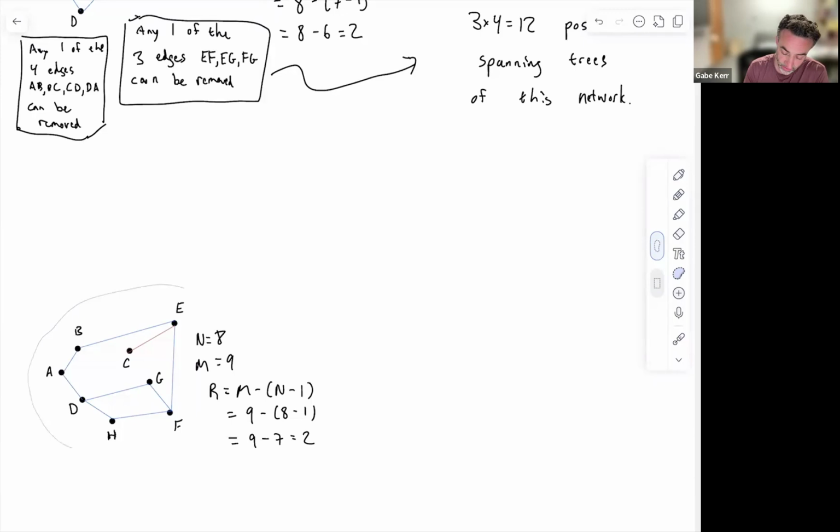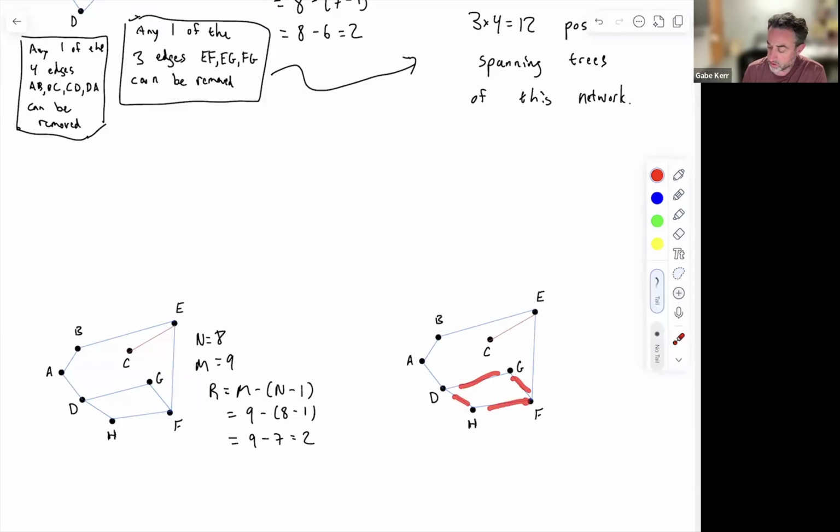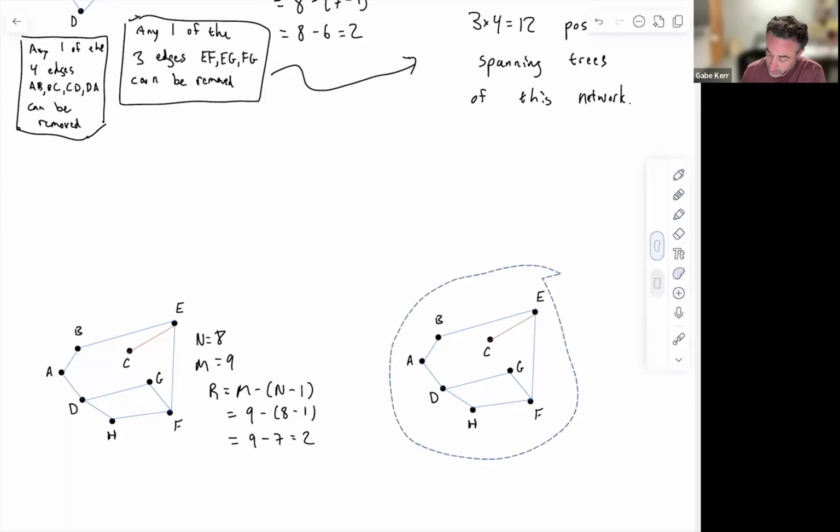So let's take a look. I'm going to copy this and take a look at the smaller of the two circuits. So I have this circuit here. And what I know is I'm not going to be able to keep that whole circuit because the spanning tree must not have any circuits. So I'll have to remove one of those four edges. And we'll take a look one by one and see what happens when I do.